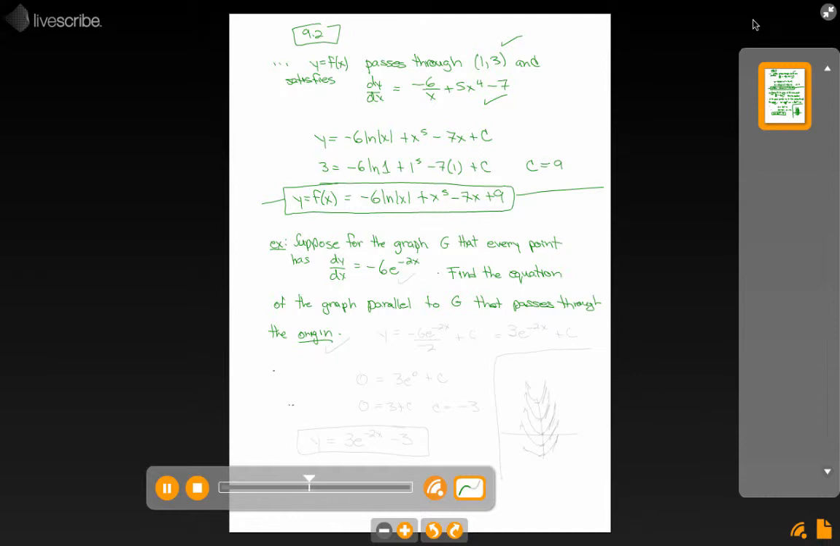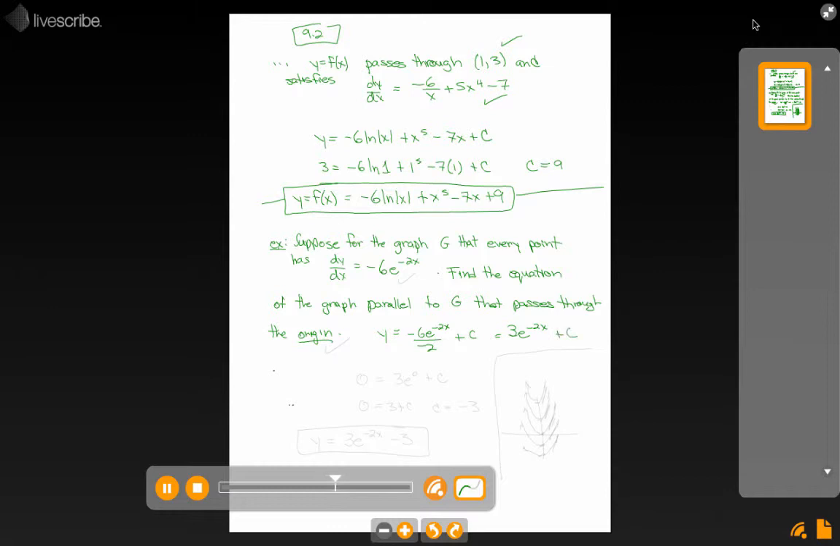You have a differential equation, you're given the derivative, so hopefully your first thought is I need to find the antiderivative of that. If you do that carefully, you'll have negative 6 e to the negative 2x divided by negative 2 and then plus c. So negative 6 over negative 2 is 3, e to the negative 2x plus c.